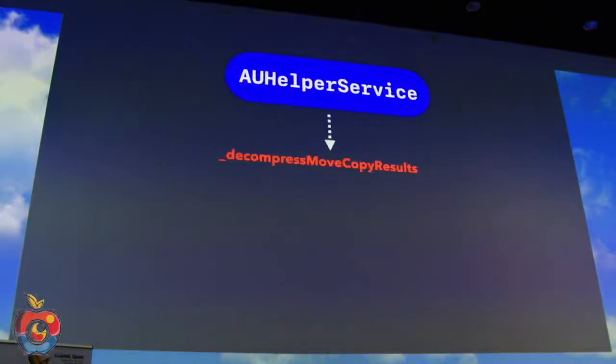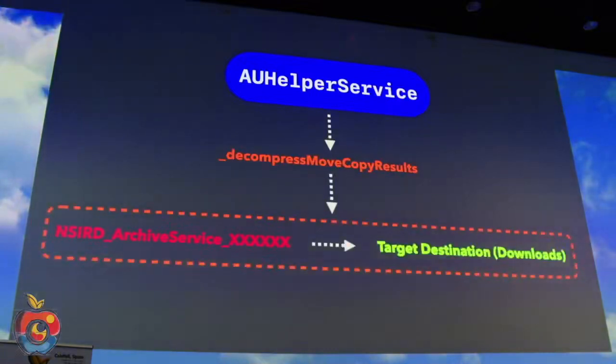The AU helper service process invokes a function titled decompress move copy results to move the extracted contents from the temporary directory to the target destination. Therefore, the nsird archive services folder is renamed accordingly, moving it to the target destination. And as mentioned, that's typically the user's downloads folder.